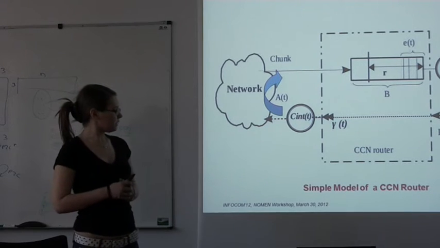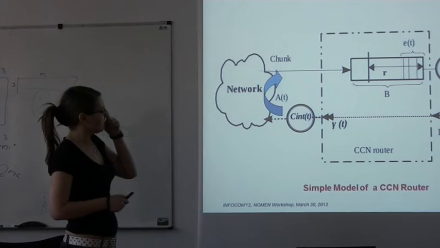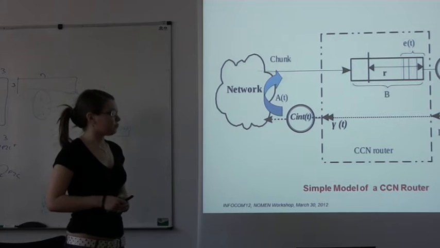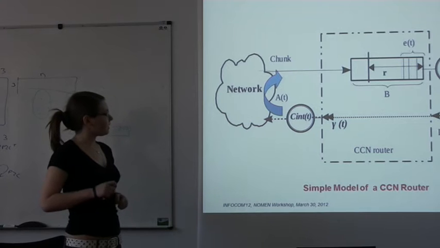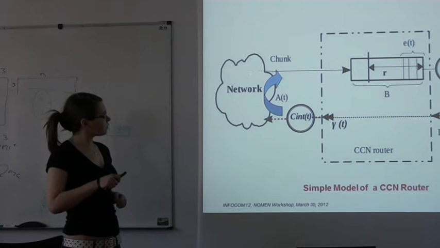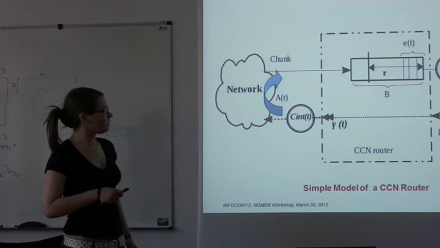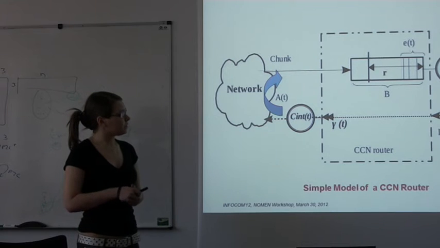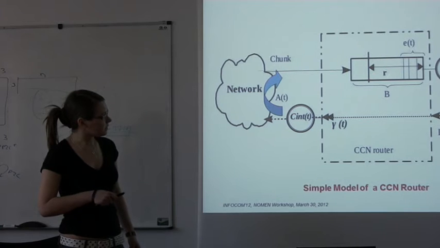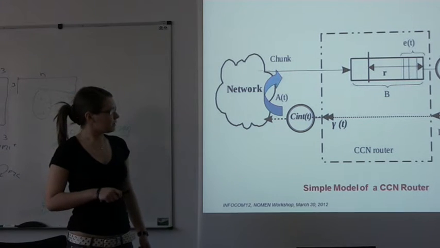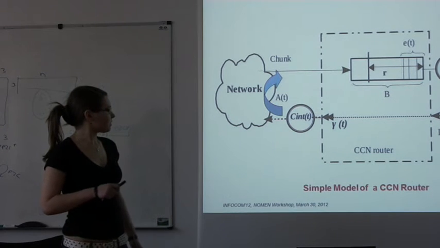Here we present the single model of a CCN router. This is the router. The interest packet comes from the client to the network, and as a response, we have a chunk from the network to the client. This buffer contains only the chunk packets. E(t) is the number of packets at time t, R is the threshold, and B is the buffer size. Another interesting parameter is AFT.